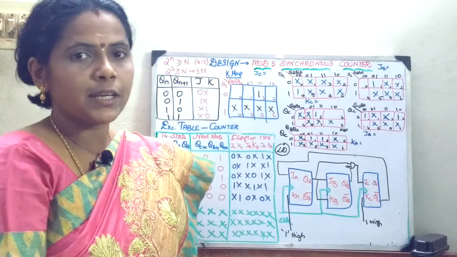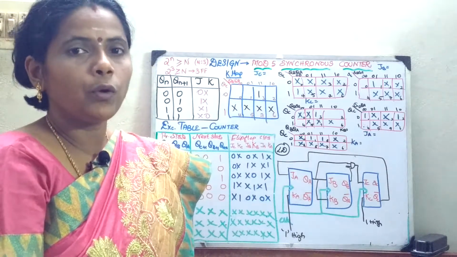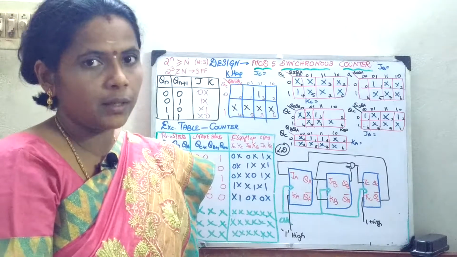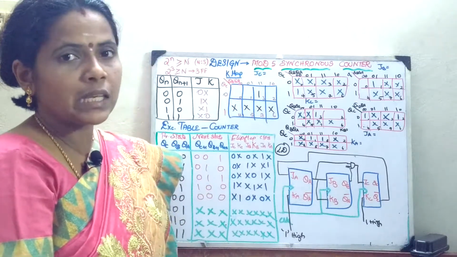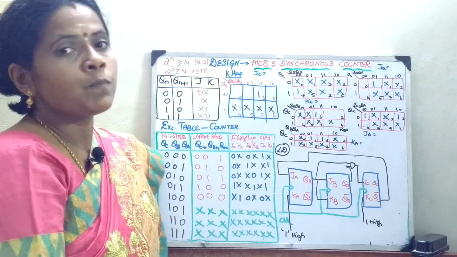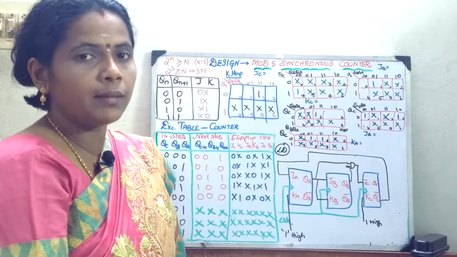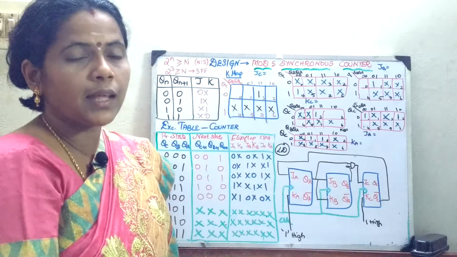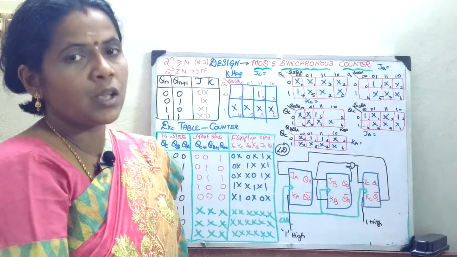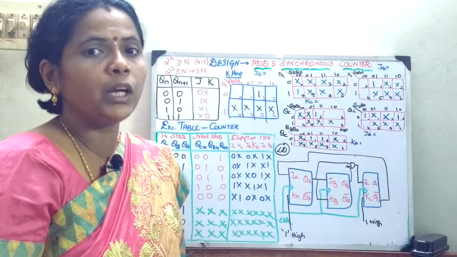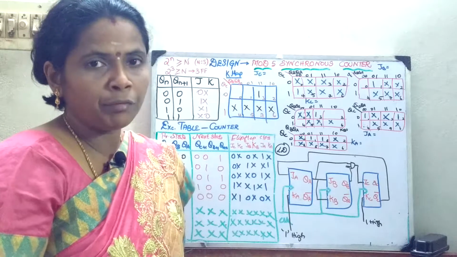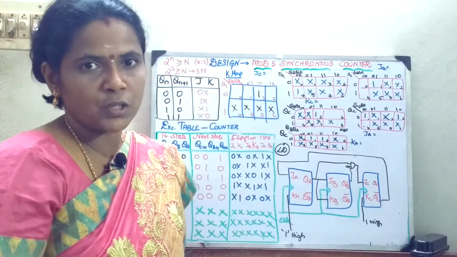In the earlier session, we have seen how to draw a 2-bit, 3-bit and 4-bit synchronous counter. So, in today's class, we will see how to design a synchronous counter. Here, I have taken the example as a mod 5 counter. Mod 5 is nothing but truncated states. So, when I say it is a mod 5 counter, it will count from 0, 1, 2, 3, 4. Afterwards, it should reset to 0.